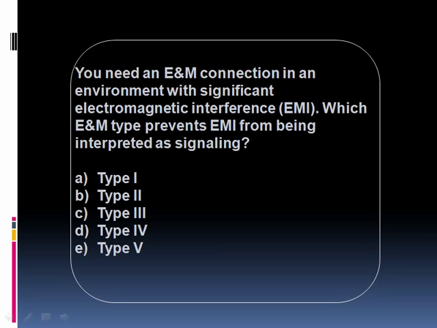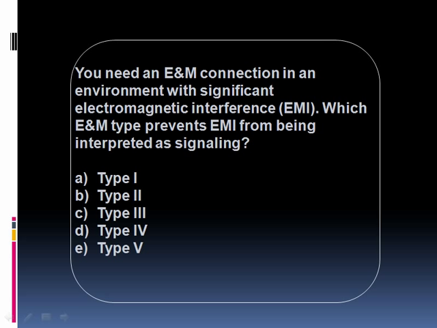In this question, we're told you need an E&M connection in an environment with significant electromagnetic interference, or EMI. Which E&M type prevents EMI from being interpreted as signaling? Maybe on a big factory floor, we've got motors and generators kicking on, or maybe we have a high-powered antenna nearby. We don't want electromagnetic interference to be interpreted as signaling.